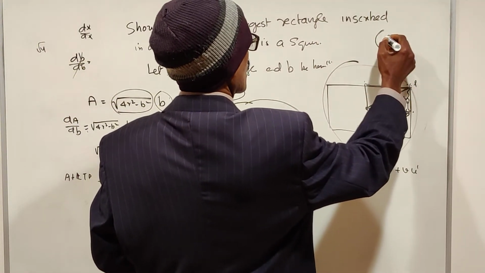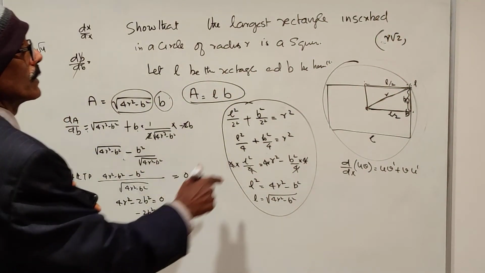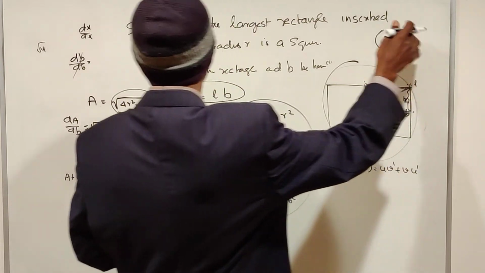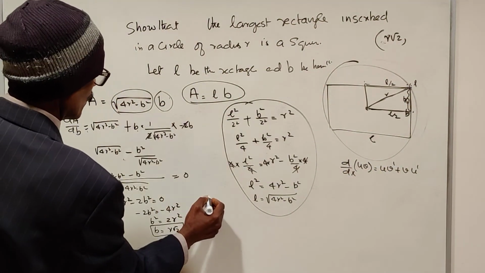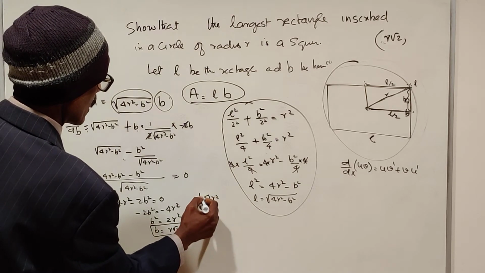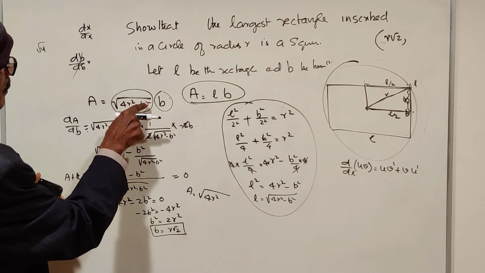B is R root 2. B equals R root 2. Then what is A? You need to find out A. A is equal to the square root of 4R square minus B square.